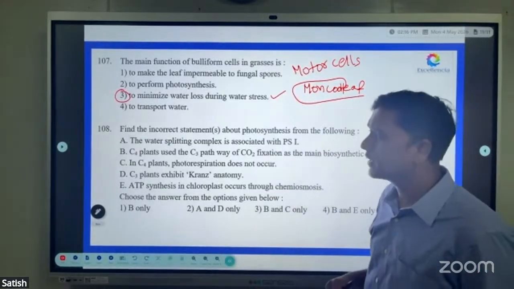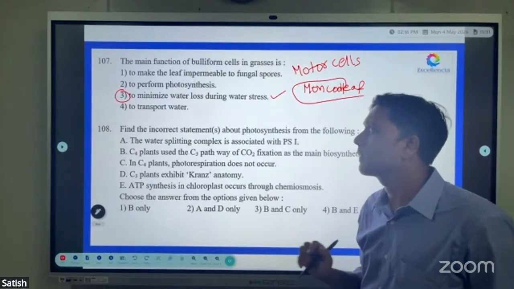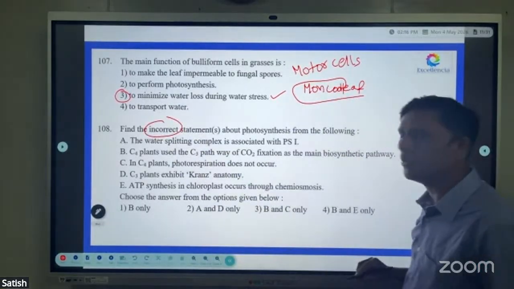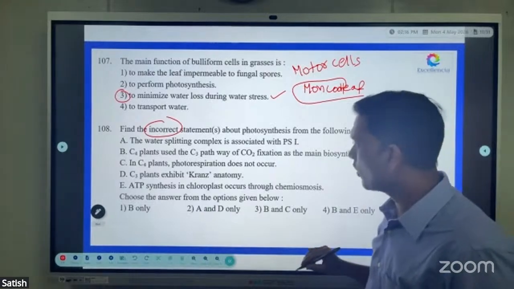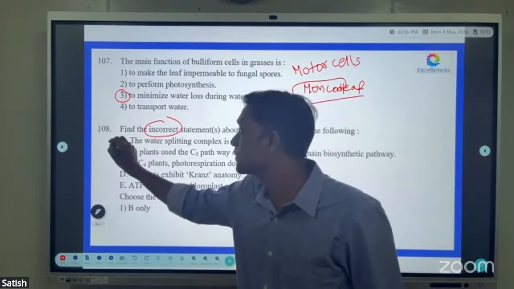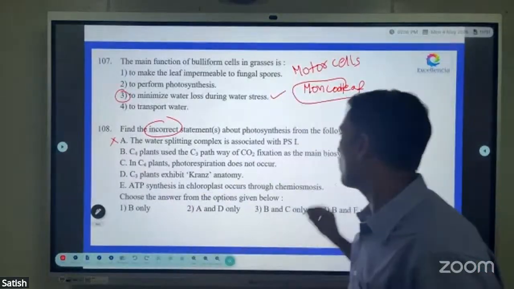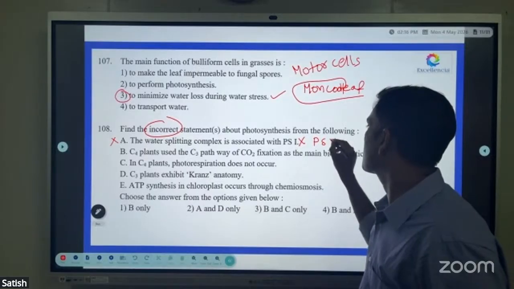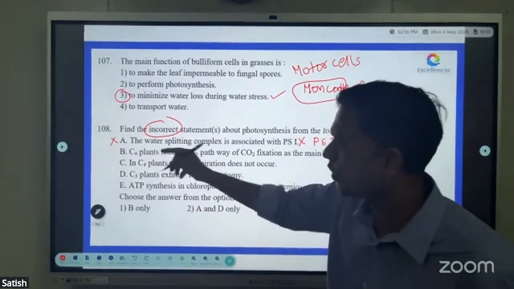So this question is related to plant physiology, photosynthesis. Find the incorrect statements about photosynthesis from the following. The water splitting complex is associated with PS1. So it is a wrong statement, dear students, because the water splitting complex is associated with the PS2 complex. It's not PS1. So A is wrong.